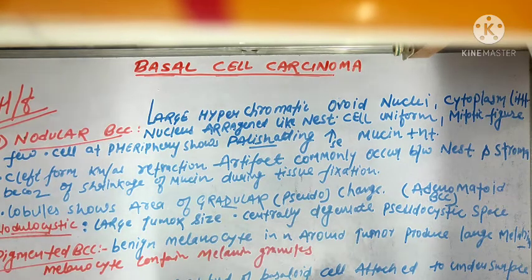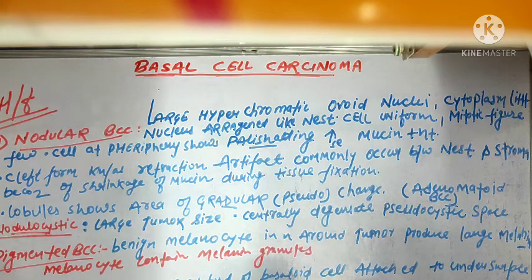in the diagram you will see hyperchromatic ovoid nuclei, which means high chromatism. In any malignant tumor we see hyperchromatic nuclei. So large hyperchromatic, ovoid nuclei are seen. The cytoplasm will be in a small amount, but the nuclei will be arranged. This is the histopathological feature. So we will see the position of the nucleus. The nucleus will be arranged in a nest-like form.